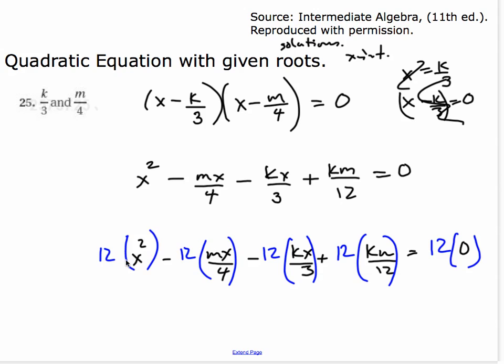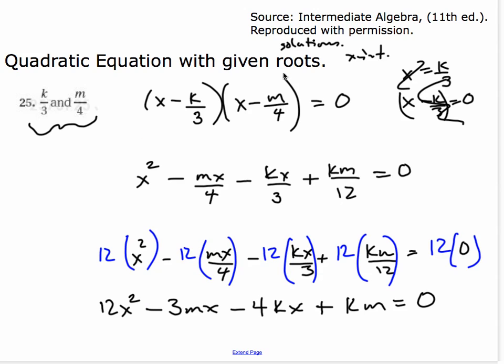Okay, so when I do that, this would just be 12x squared. This one, the 12 and the 4, I could simplify that to a minus 3mx. Here I could simplify that to a 4kx plus the 12, so this would just be km, equals 12 times 0, which would be 0. Well, yeah, so there would be my equation that if I were to factor it, would have those two numbers there as its roots.